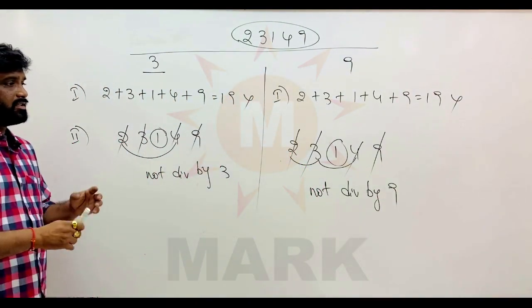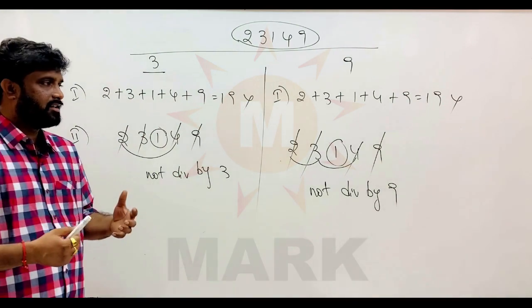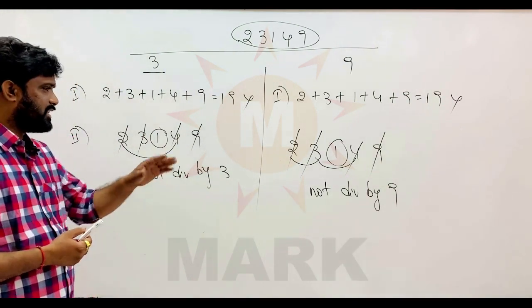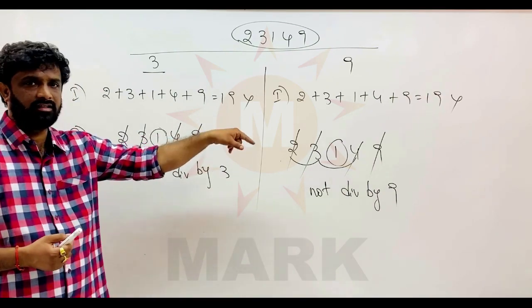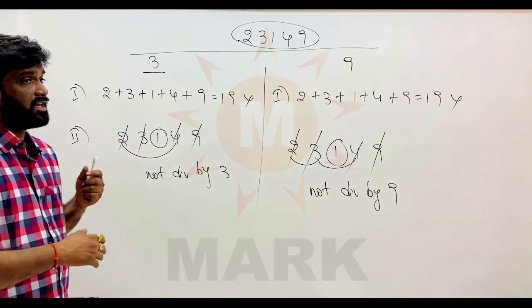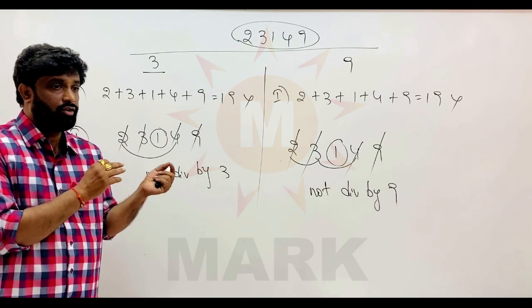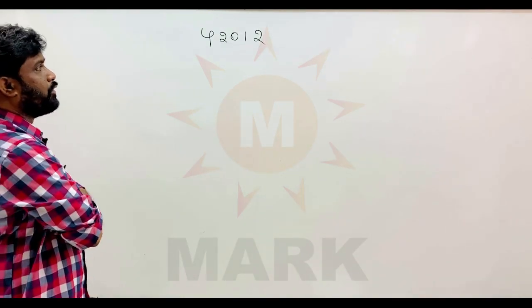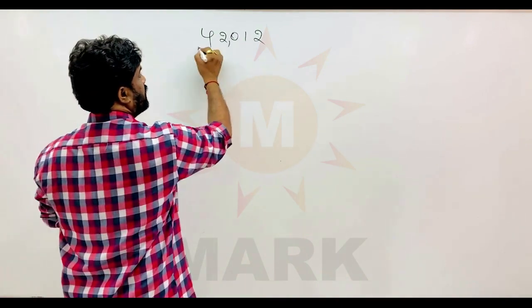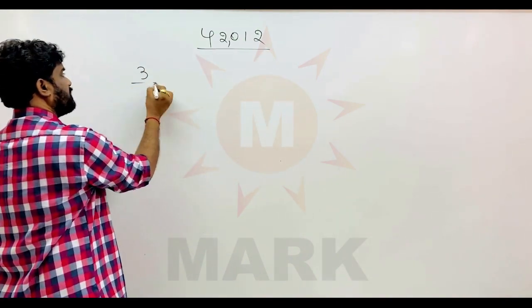Okay, so this is how we check the divisibility rule. I think the second one is very easy, the striking off method, or some people will say the cancellation method. So now we will take another example with 0 in the digits. Friends, I have taken the number 42012. Let us check whether it is divisible by 3 or not, and whether it is divisible by 9.